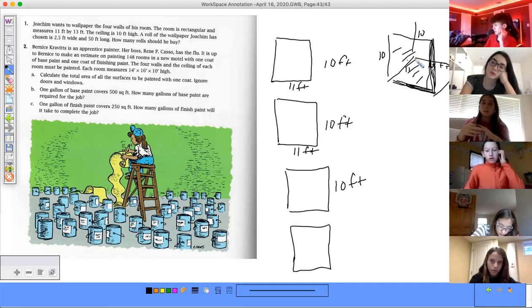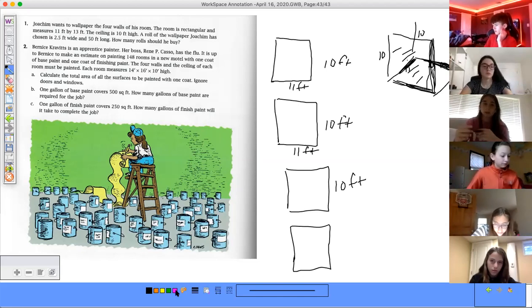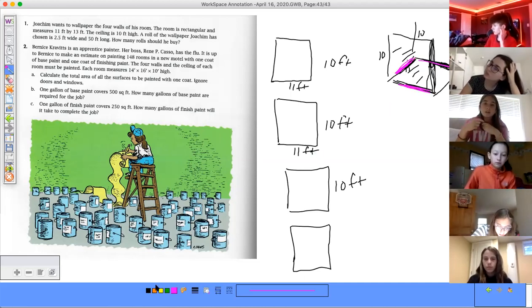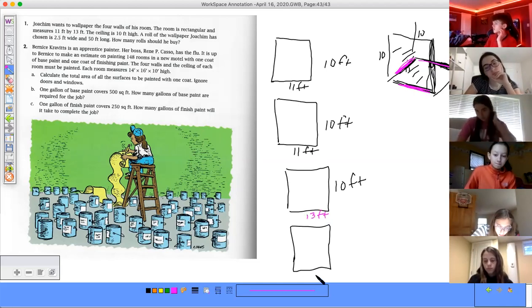Well, this right here is 11, right? We said the floor was what dimensions? The floor 13. 11 by 13. This is 11 here, right? This right here is 13, which means this is 13. So it's going to be 13. Way to hang in there, because I know it can be tough. So this is going to be 13 feet, which means this is also going to be 13 feet by 13 feet, right? Is everybody with me?